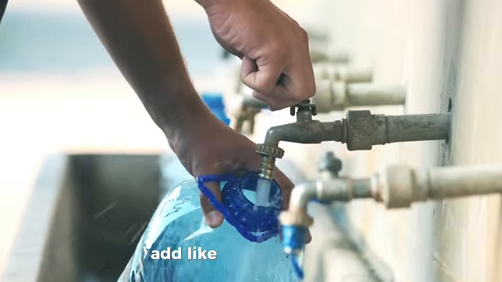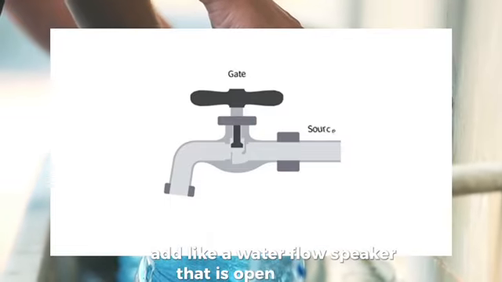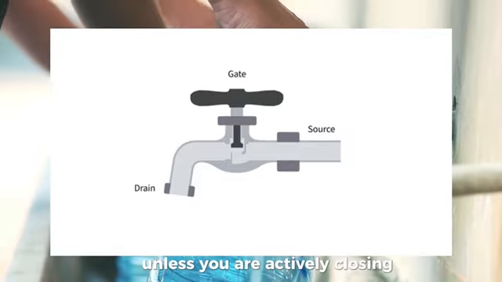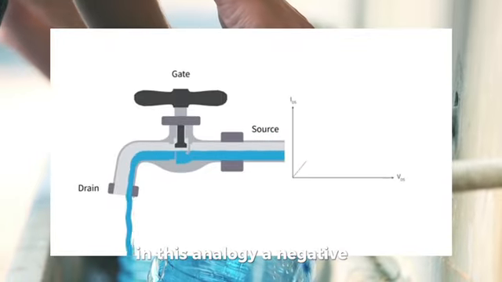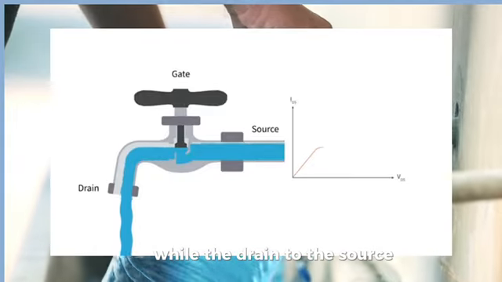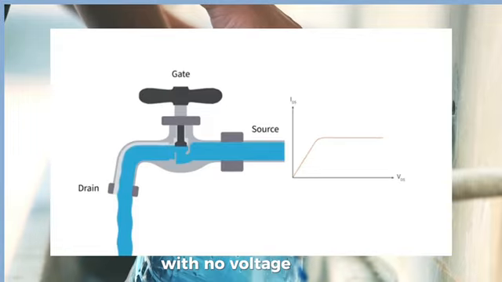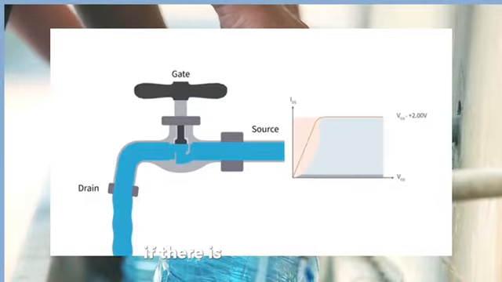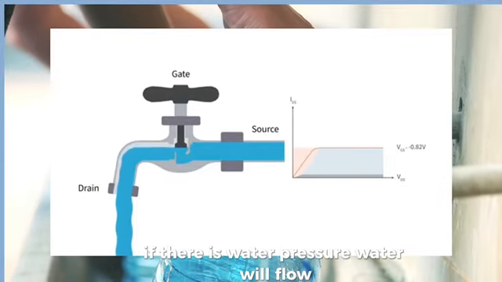FETs act like a water spigot that is open all the time unless you are actively closing it. In this analogy, a negative gate-to-source voltage closes the tap, while the drain-to-source voltage is the water pressure. With no voltage on the gate, if there is water pressure, water will flow.